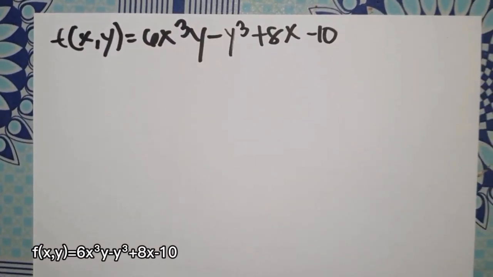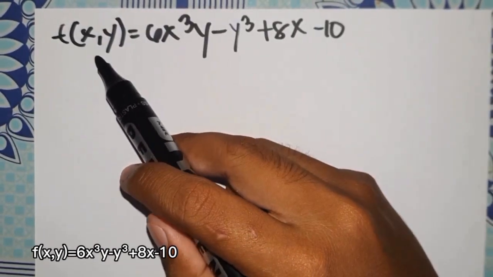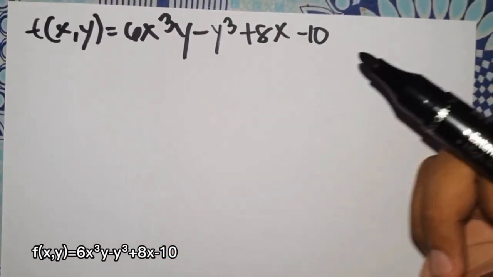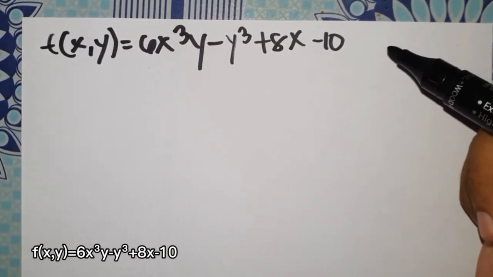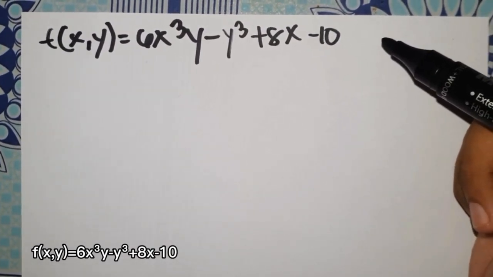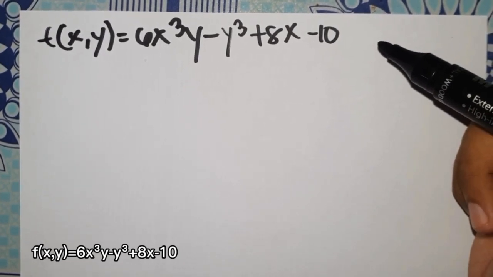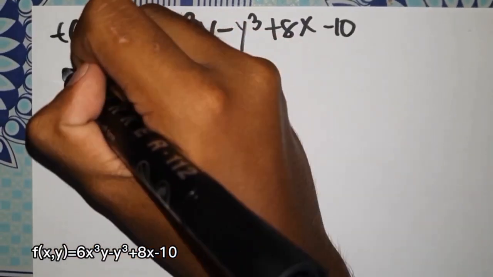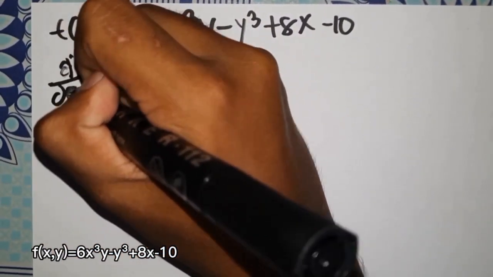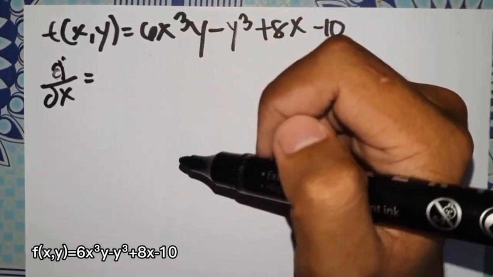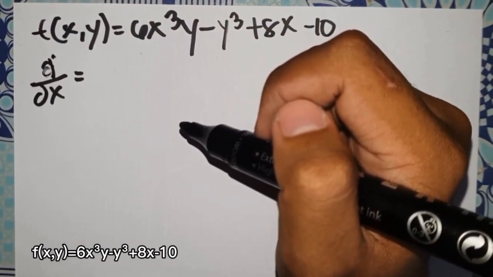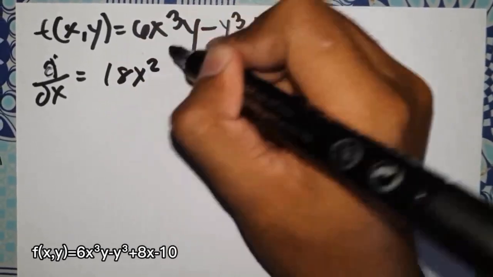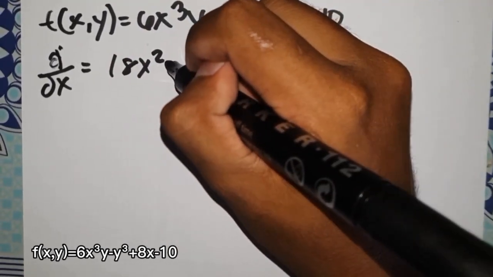Here's an example of a partial derivative. f of x and y equals 6x cubed y minus y cubed plus 8x minus 10. First, to find the partial derivative of f with respect to x, treat y as a constant and differentiate each term with respect to x. Here, y is treated as a constant, so we differentiate 6x cubed to get 18x squared and multiply by y.